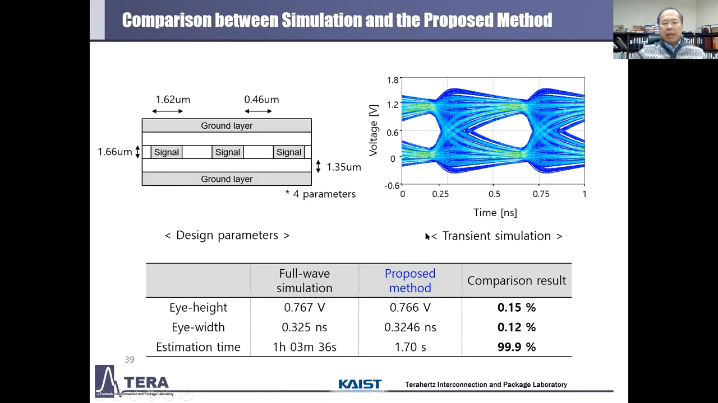So now this is the actual result. The full EM simulation gives us a 0.767 volt eye opening. Our deep neural network gives us an answer of 0.6766 volt. The error rate is extremely small, less than 0.1%. However, the full wave simulation takes more than an hour, but in our case, it takes just 1 second. So it estimates eye height and eye width very quickly.